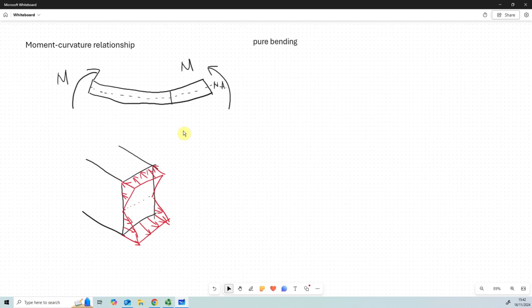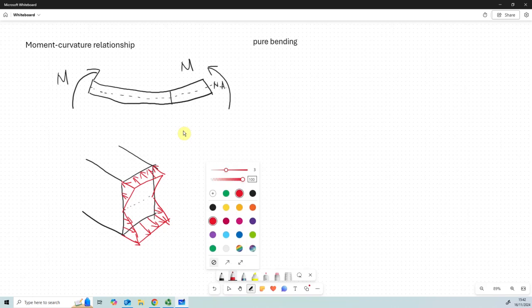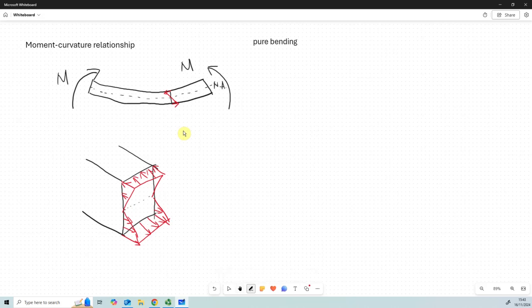So if we draw the compressive stress and the tensile stress, this is the section. If we look at the cross section area, if this cross section is a rectangular cross section, we can draw the distribution of this stress. Above the neutral surface or neutral axis is compressive stress. Below the neutral surface is tensile stress.